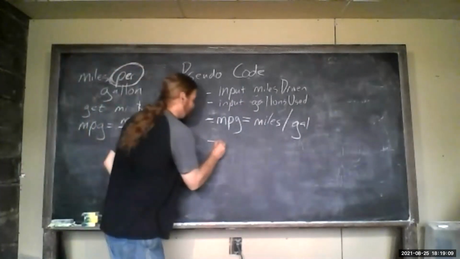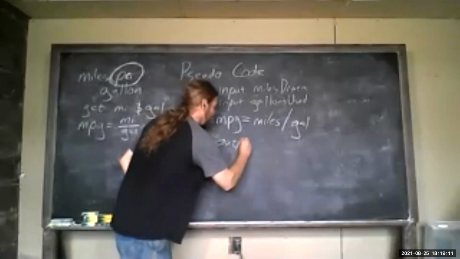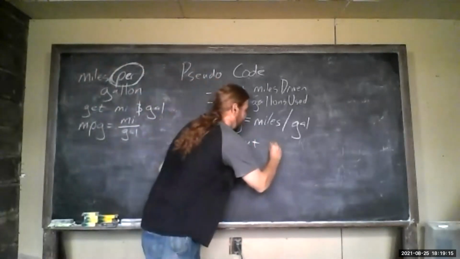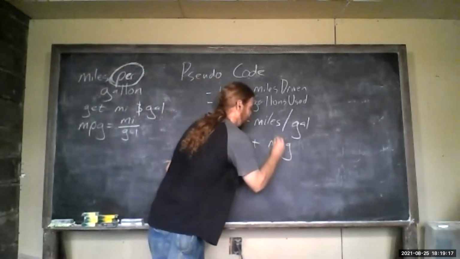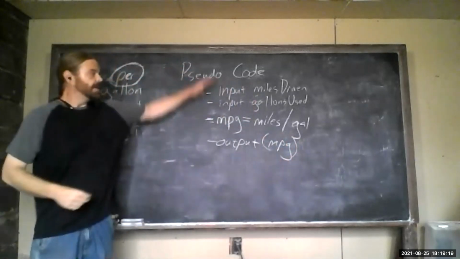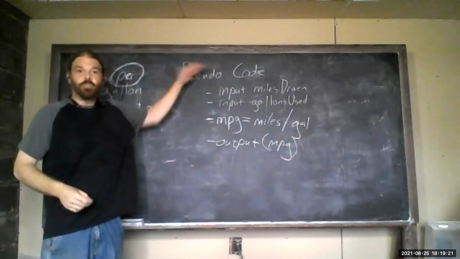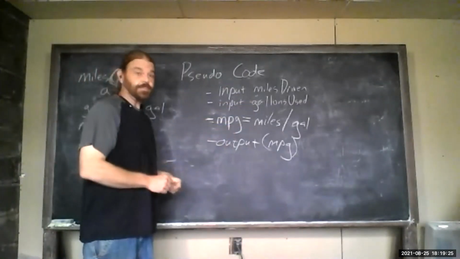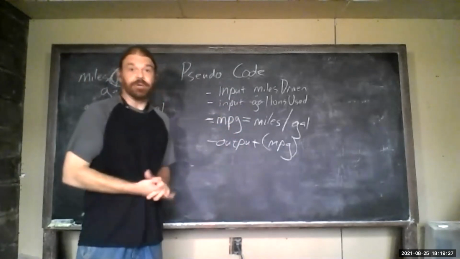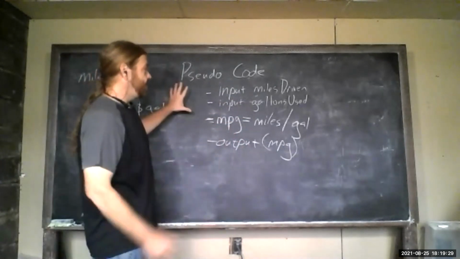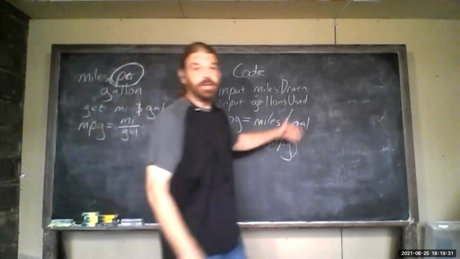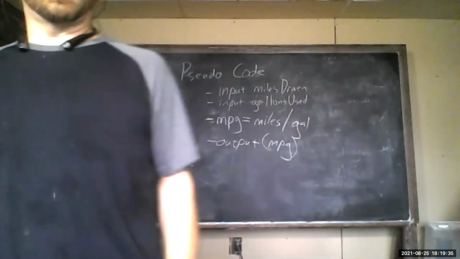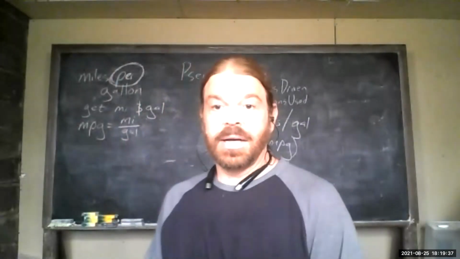I guess the last step is to output that. So that's what the pseudocode is, output miles per gallon. We break our design down into the step-by-step version. And that's kind of what tonight's lecture is about. And then once we have our thoughts together, then we code it up in whatever language we want. There's lots of different languages we can code it up in.